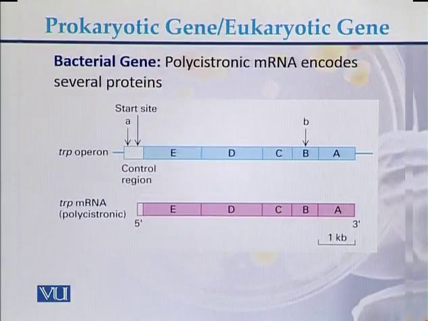This is the diagram of a bacterial gene, which is polycistronic messenger RNA and encodes several proteins. Here we can see gene E, gene D, gene C, gene B, and gene A. So all these genes, in other words all 5 genes, are placed side by side and they are transcribed simultaneously in the form of polycistronic messenger RNA.